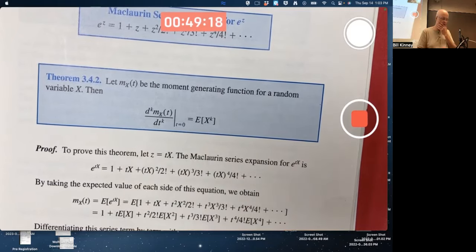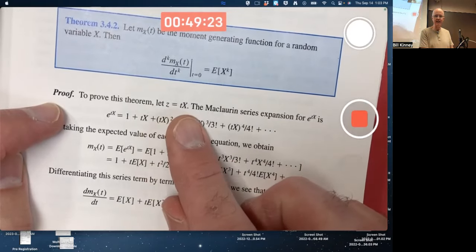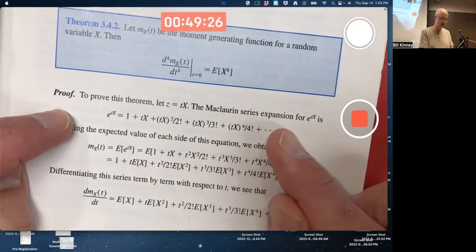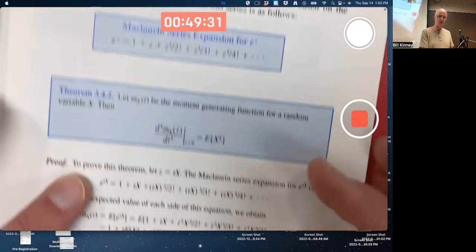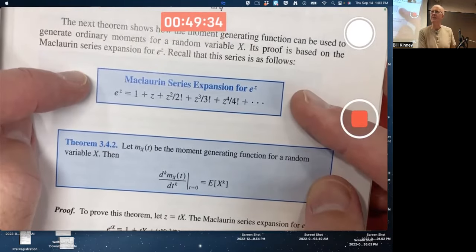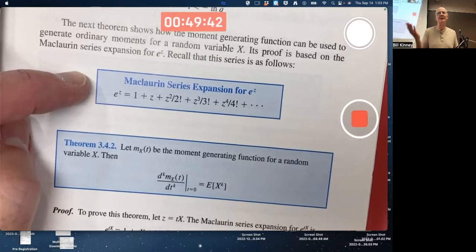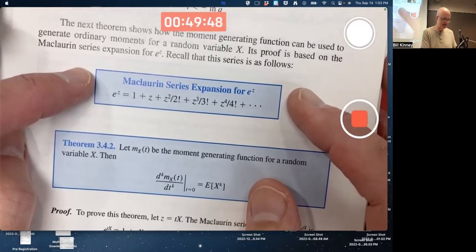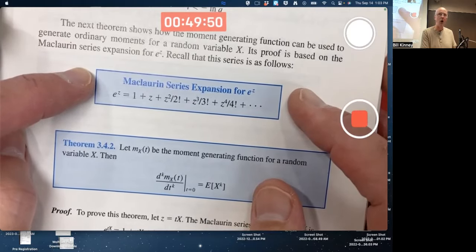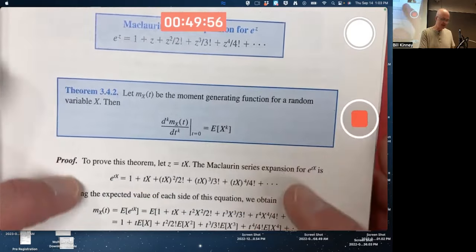How is this quote unquote proved? I said it's kind of hand wavy. To prove this theorem, let z equal e to the tx and use the Maclaurin or Taylor series expansion for e to the tx, which you should remember from Calc 2. It's the Taylor series centered at 0, sometimes called a Maclaurin series too. If it's not centered at 0, then you call it a Taylor series for sure. But anyway, this is the Taylor series for e to the z centered at 0. I hope you remember that from Calc 2 with those factorials there. Yes, replace the z's with t times x.